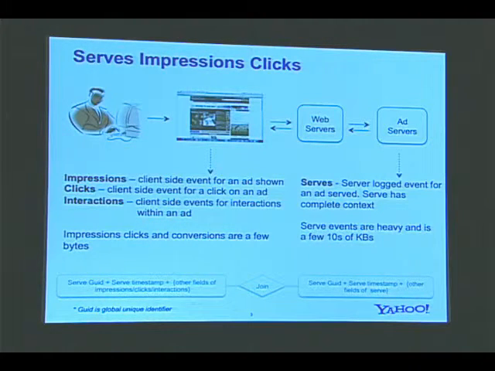So when a request goes to an ad server, the request goes to a web server. In the backend, the web server makes a call to the ad server to get the relevant advertising information. And the final payload is delivered back to the user on the browser. What we see here is there is a variety of events that are generated in the backend, and some are generated at the client side.